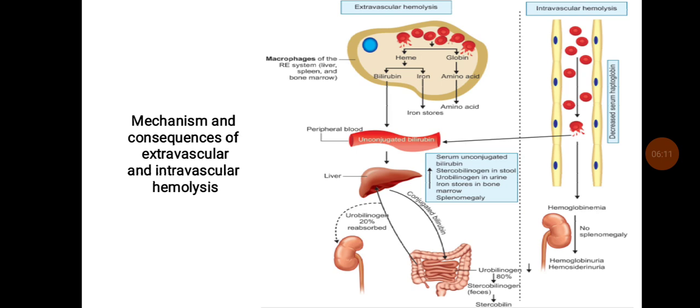So in intravascular hemolysis, the heme gets bound with hemopexin, then it enters into the circulation, or the excess hemoglobin can enter into the renal tubules. It can lead to acute renal failure, and also it will lead to hemoglobinuria and hemosiderinuria.